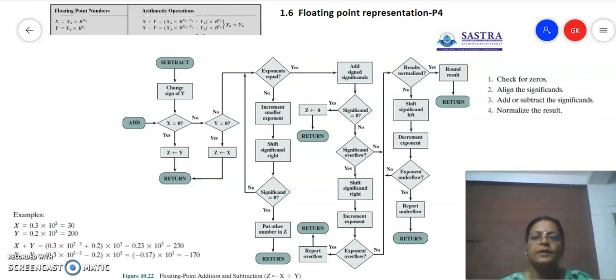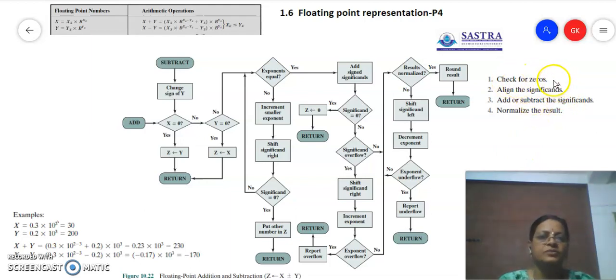Hello everyone. So in this session we will discuss how floating point numbers are going to be added and subtracted. Already we have seen the format for representing the numbers, how this arithmetic operation is going to be carried out, and the example is also given. We will trace it after understanding the flow chart. So as such we have four steps in implementing this algorithm.